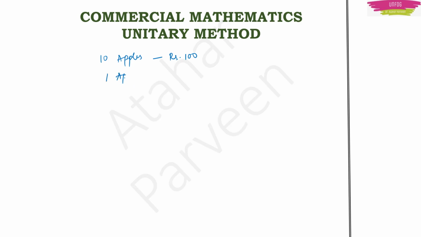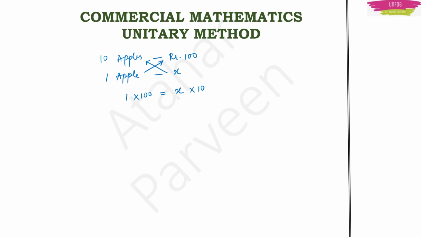For one apple, how much will be the cost? This you put as x. This is called unitary method, the calculation of x. Now what you will do? First, you have to put an arrow like this. Why am I putting this direction? Because you have to multiply one apple with rupees 100, and then multiply x with 10 apples. Then you equate both of them. How do you write it? 1 into 100 is equal to x into 10. That is how you write.